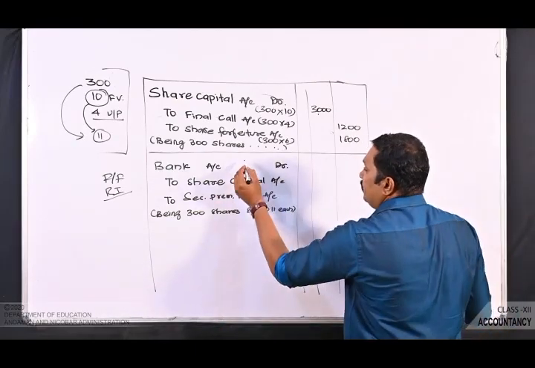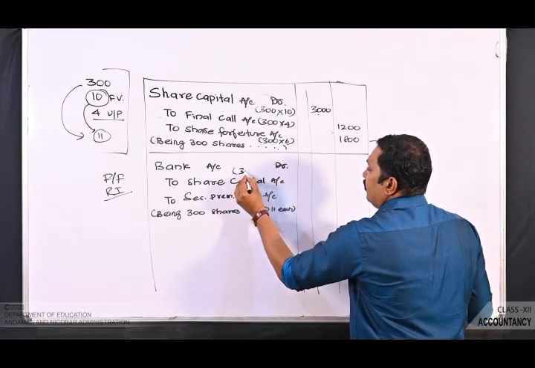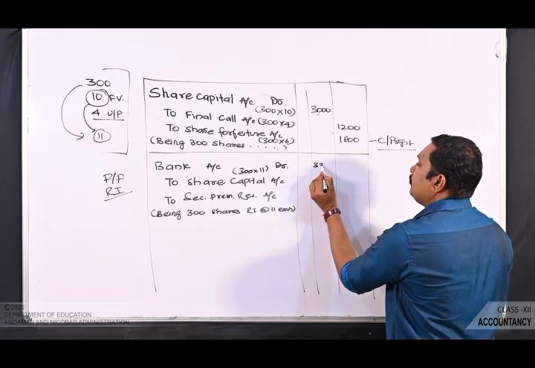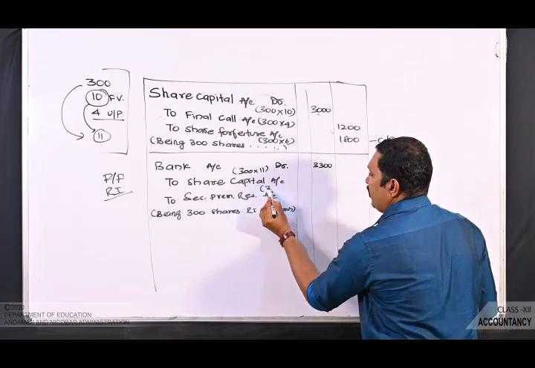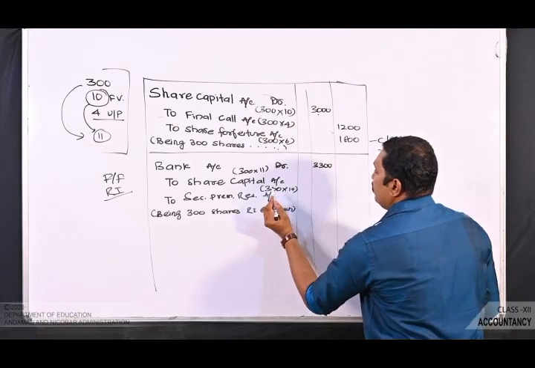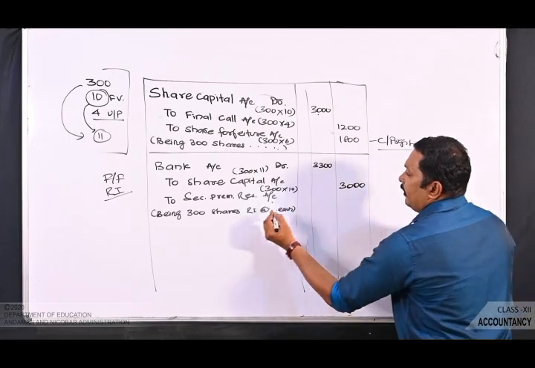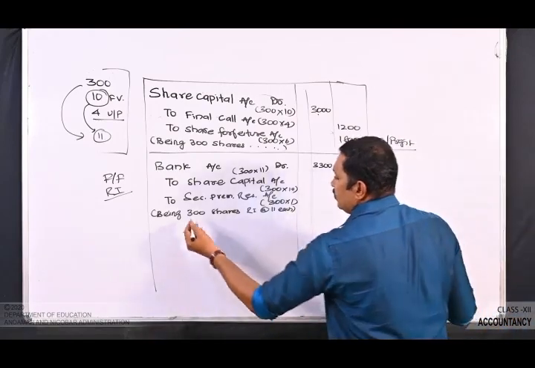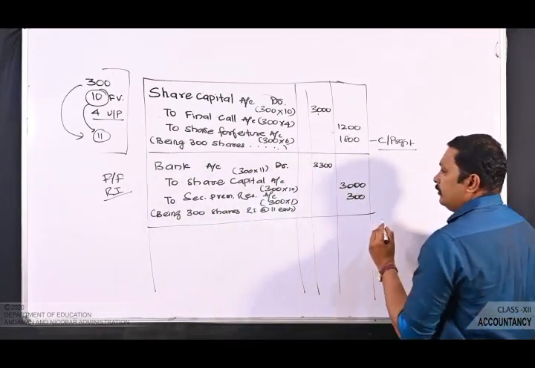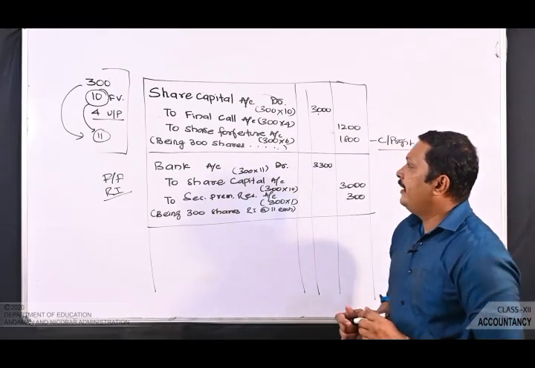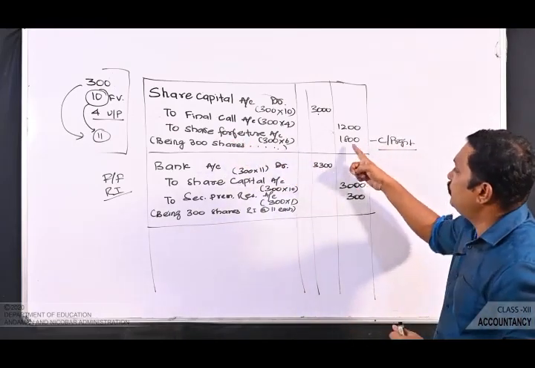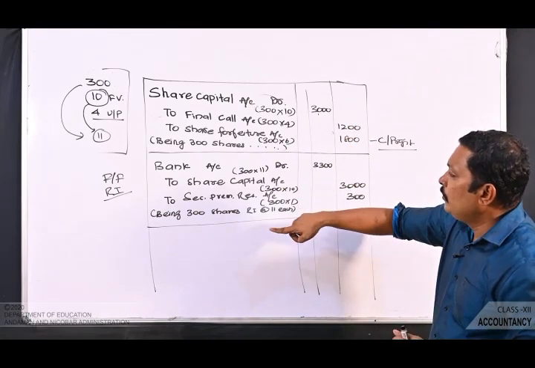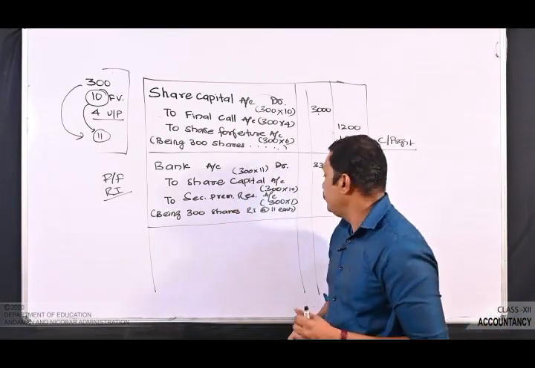So how to write the amount here? Bank: 300, what is the price of the share? 11. So 3300. Share capital at face value: you have to write share capital 3000, and premium 300 into 1, so 300. That's all. So what idea do we get? We get a capital profit of rupees 1800 by forfeiting the 300 shares. When we reissue the same shares, we didn't get any capital loss.